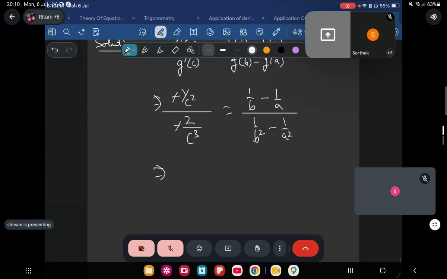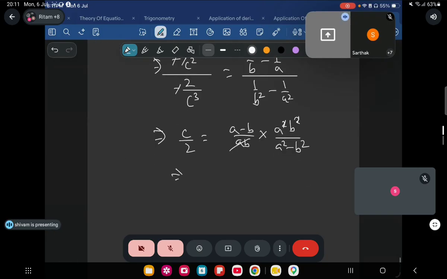This implies we get c by 2 is equal to (a minus b) by ab multiplied by a square b square upon a square minus b square. These two will get cancelled. From here we get c is equal to 2ab by a plus b. So what do we say? HM, harmonic mean.